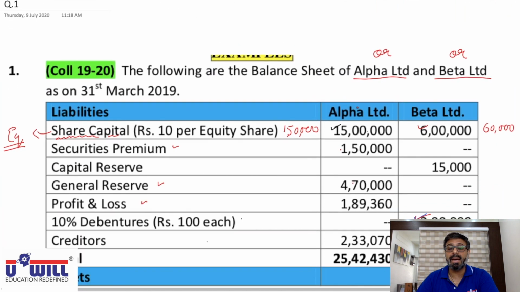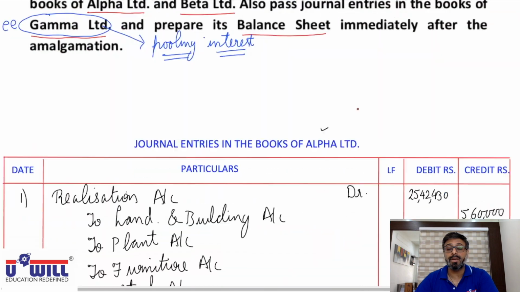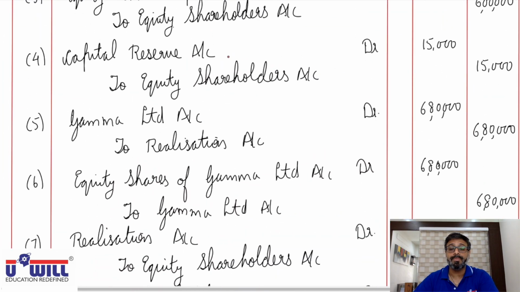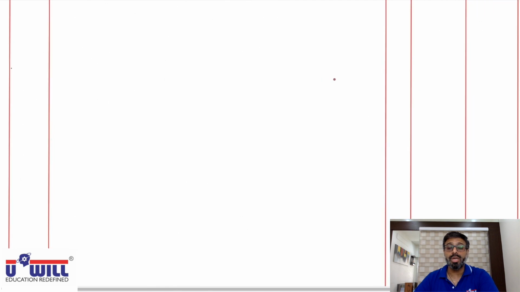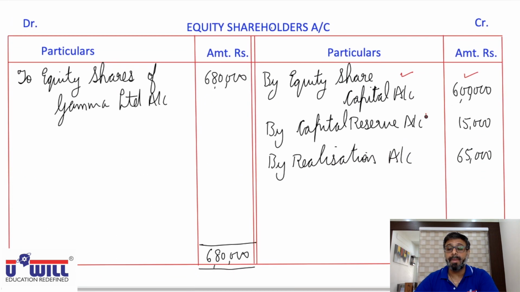Now preference share capital we don't have. Reserves we have only capital reserve of 15,000. So capital reserve account debit 15,000. Okay, capital reserve account debit, fourth entry 15,000, to equity shareholders account 15,000. To equity shareholders means all of you can see in equity shareholders on credit side by capital reserve account 15,000.